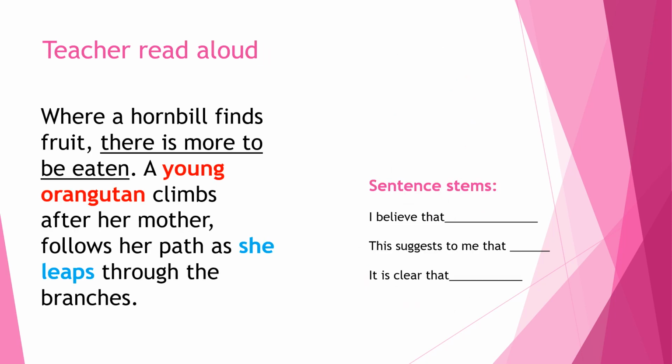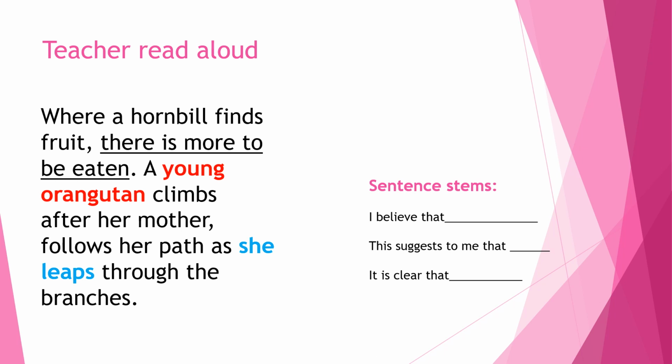This is a teacher read aloud, and I'm going to read the passage and I'm going to clarify some phrases and some words. Where a hornbill finds fruit, there is more to be eaten. Now the phrase, there is more to be eaten, suggests to me that this might be the reason why the two different animals, an orangutan and a hornbill, are together, because one leads the other to food. A young orangutan climbs after her mother. A young orangutan suggests to me that this is possibly a baby orangutan.